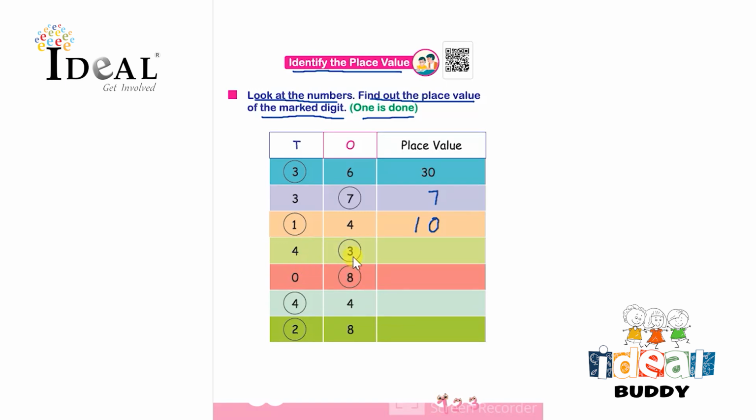43, over here 3 is at the ones place. So the place value of 3 would be 3. Similarly over here 08. So 8 is at the ones place. So the place value of 8 is 8. 44, 4 is at the tens place. So the place value of 4 is 40. 2 is at the tens place. So the place value of 2 is 20.